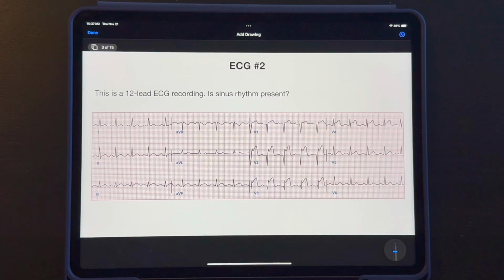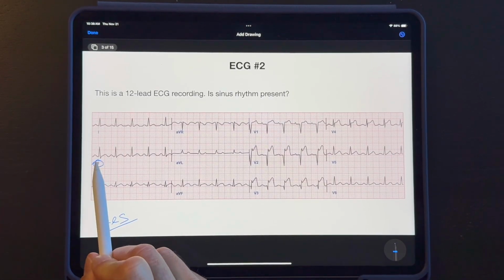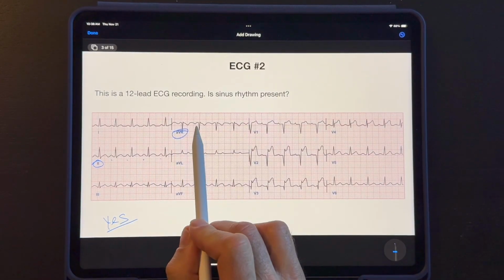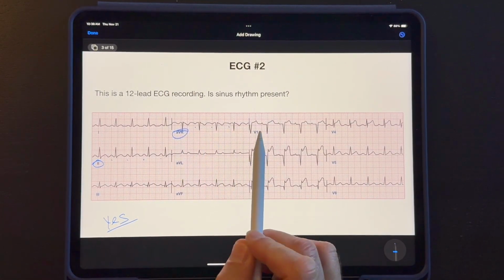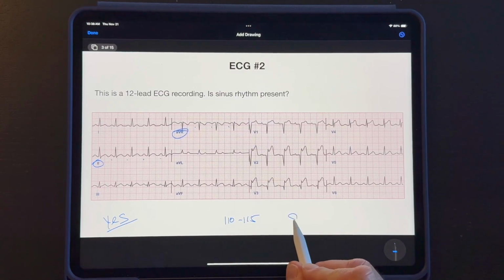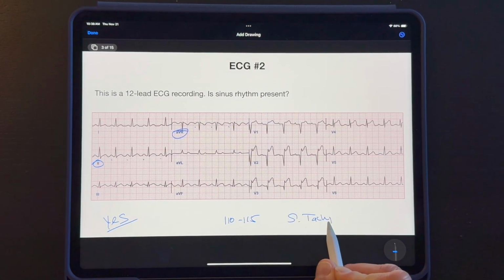ECG number 2 is a 12-lead recording. Is sinus rhythm present? Yes, the P waves are positive or upright at the bottom of the heart, lead 2, and negative or inverted at the top of the heart, lead AVR. This indicates that the rhythm comes from the sinoatrial node. Note that the heart rate is 110 to 115 beats per minute, and this is called sinus tachycardia.